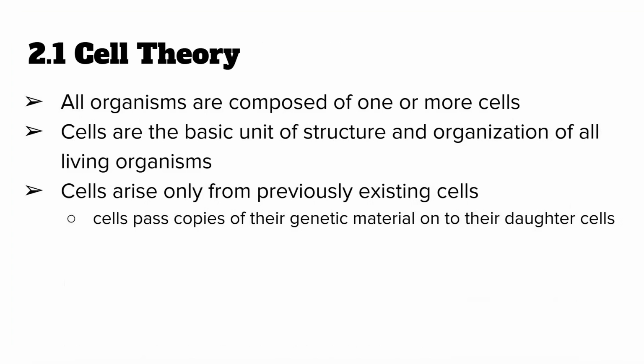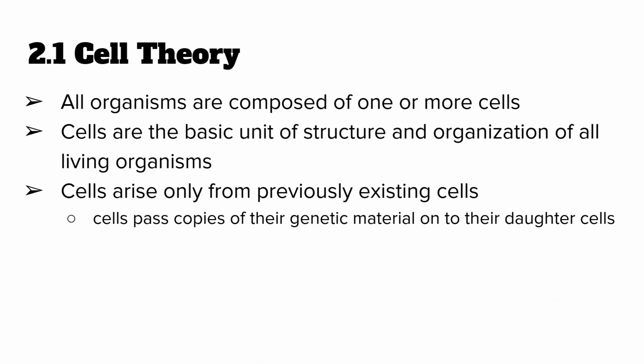I want you to know these word for word. Most of the time, I'm okay with you paraphrasing things and restating them in your own words, but I want you to have these exactly. These three statements are that all organisms are composed of one or more cells. Cells are the basic unit of structure and organization of all living organisms, and they only come from pre-existing cells. So cells arise, they come out of.